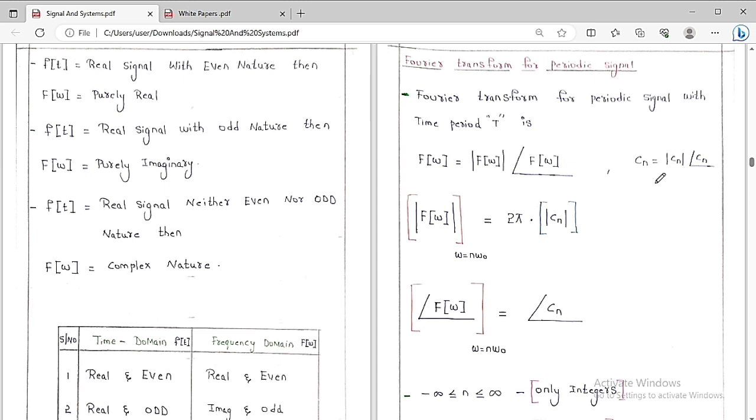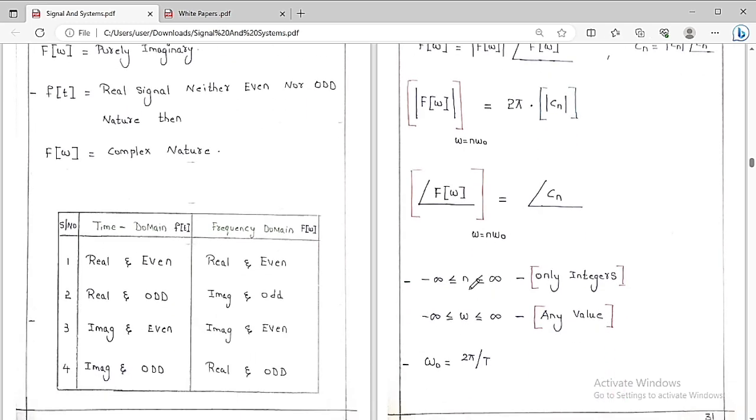So if you know the Fourier series coefficient, take its magnitude and its phase angle. The magnitude part you multiply by 2 pi, and the phase angle you take as it is. From that we are going to get the magnitude spectrum as well as the phase angle spectrum.